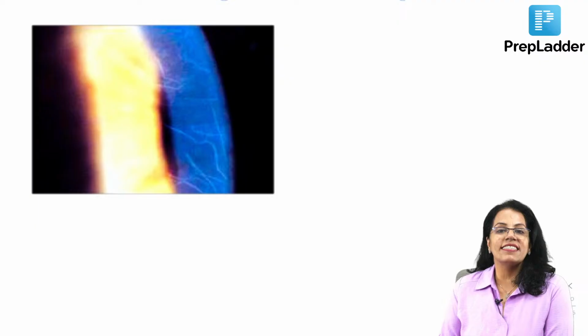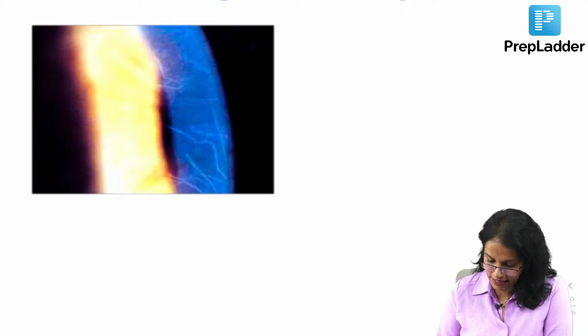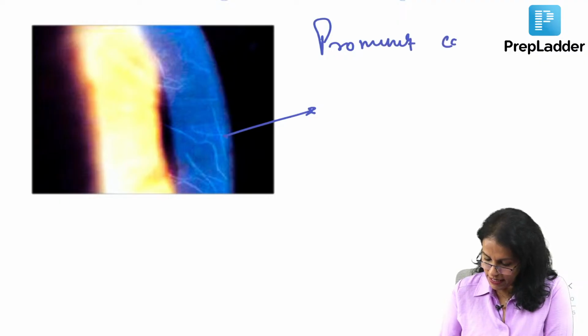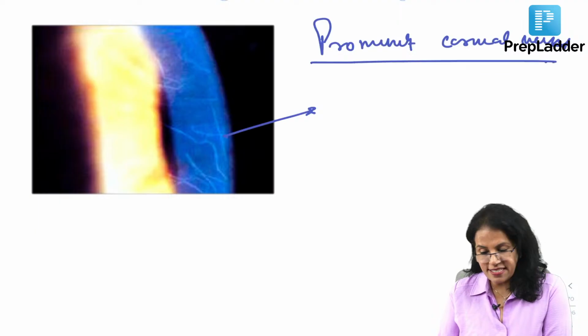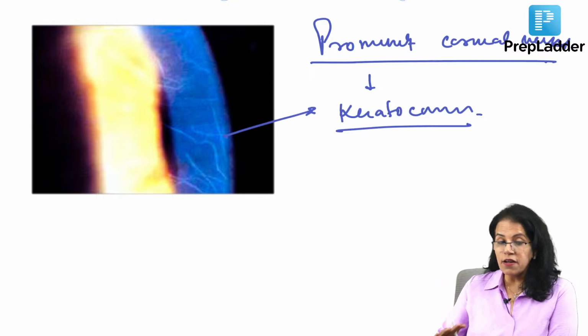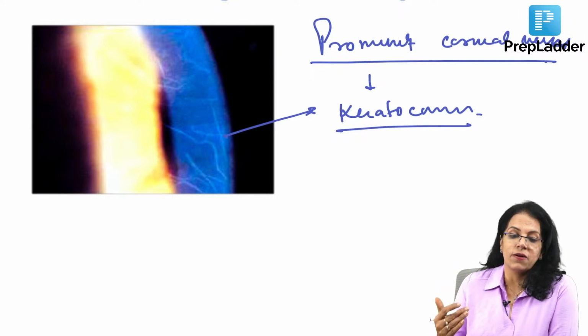Yeah. So this, no, these are not stria. These are prominent corneal nerves. Very well said. These are prominent corneal nerves. Now can you tell me where do you get prominent corneal nerves? When the cornea is thin. So we are talking about keratoconus. Okay. Where there is no thickening of the nerves, it is thinning of the cornea.